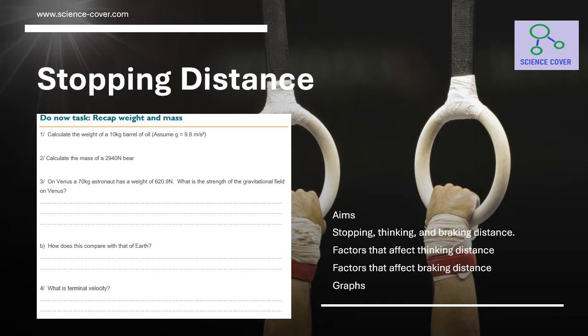The aims of the session are to look at stopping distances, thinking distances, and braking distances, to know the factors that affect the thinking distance and the braking distance, and to show the information on a graph. Before we begin, pause the video and attempt the Do Now task.